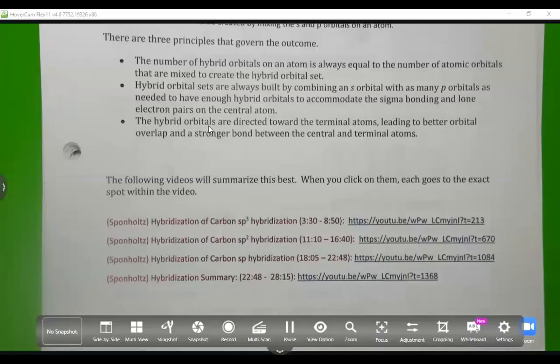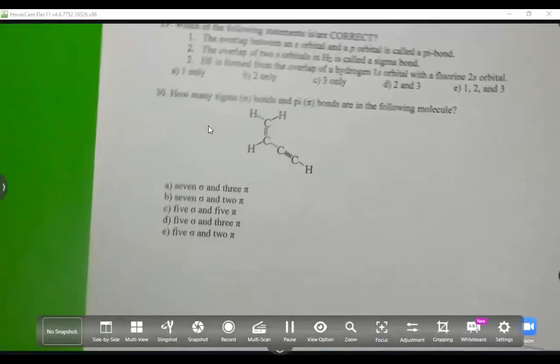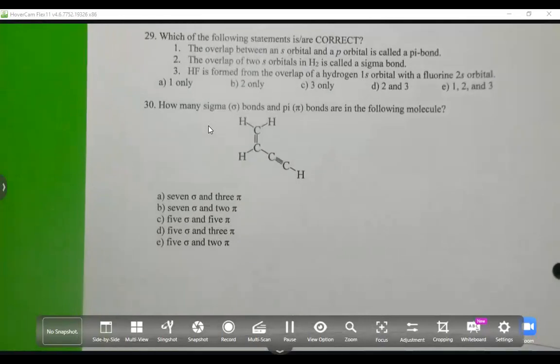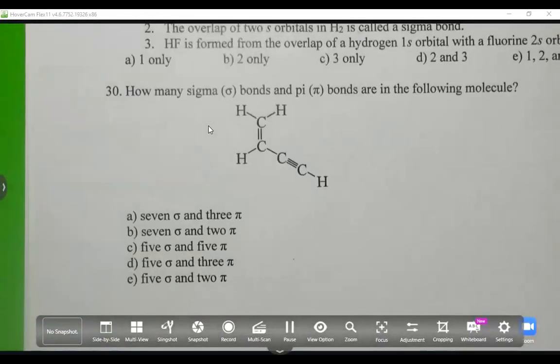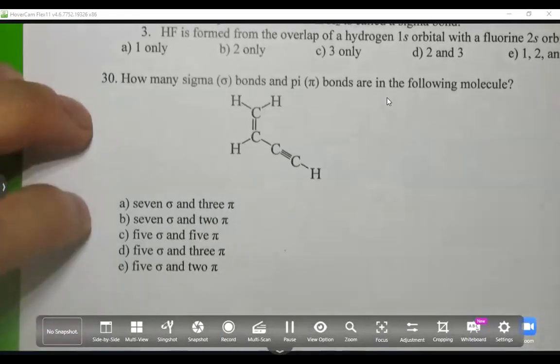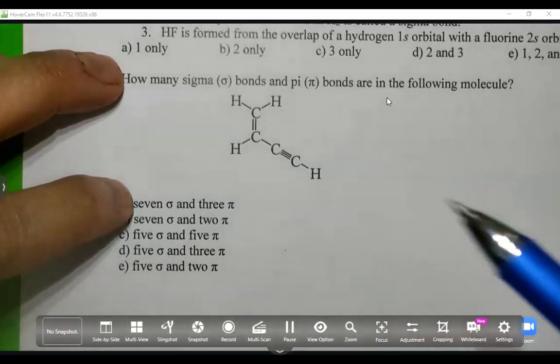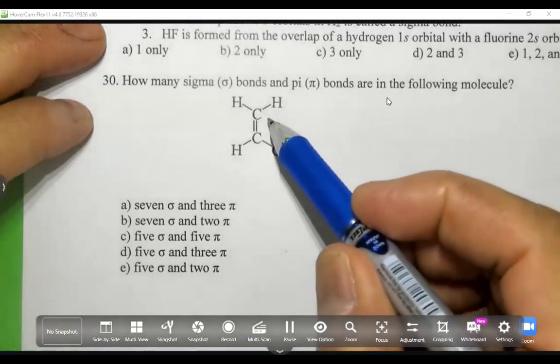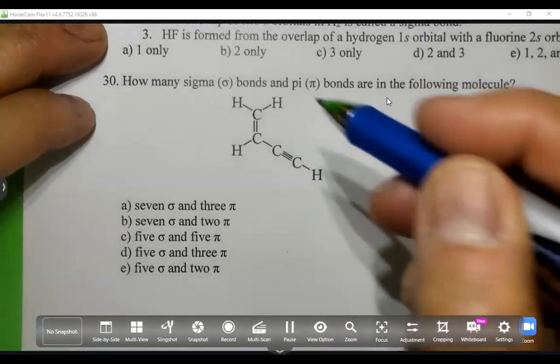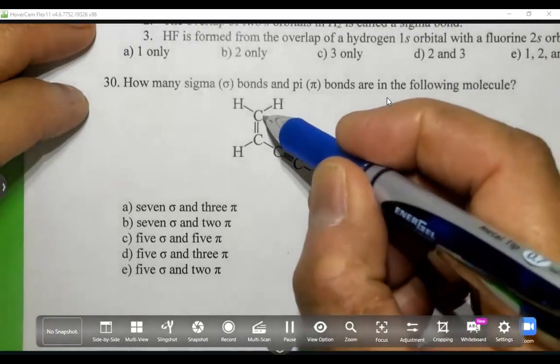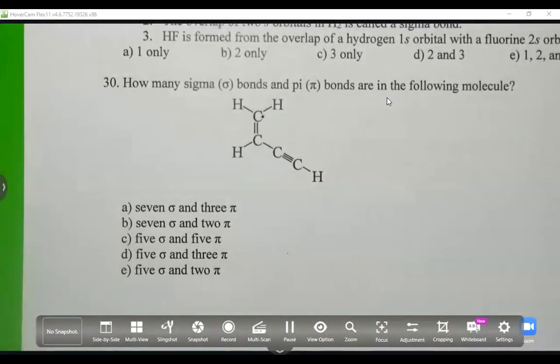All right, let's go to our quiz. Then we're going to go back to our learning guide. Let's do the last question on the quiz. First of all, what is the hybridization of this carbon?